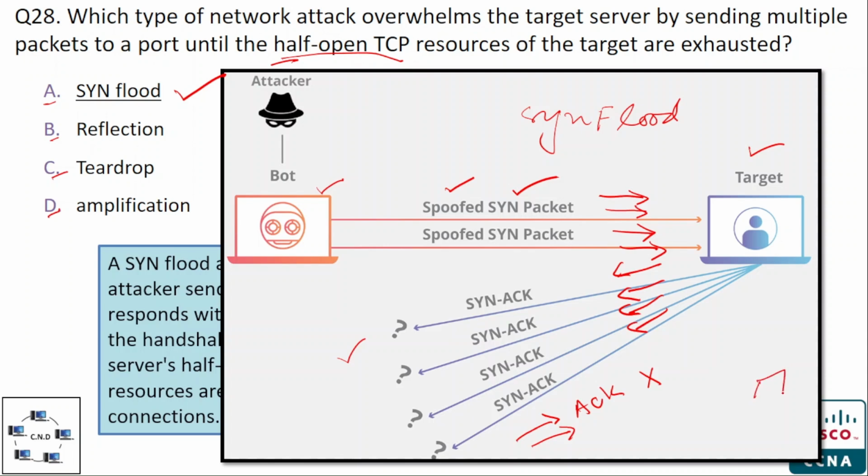And when a legitimate user or client sends a SYN request, the target denies the request because it has no more resources to respond to the legitimate user, and thus this attack becomes a denial of service for legitimate clients.